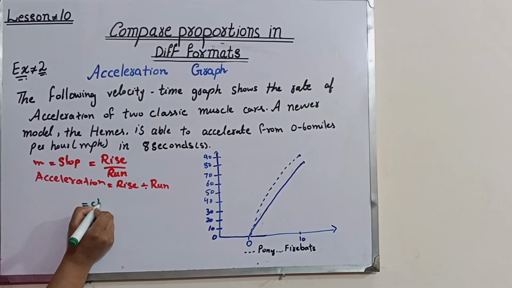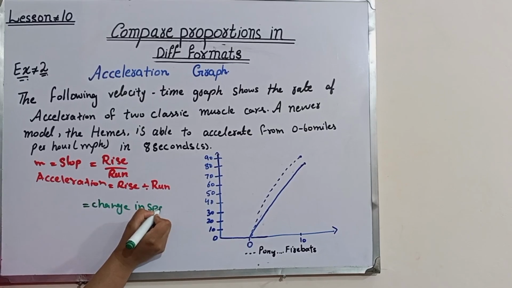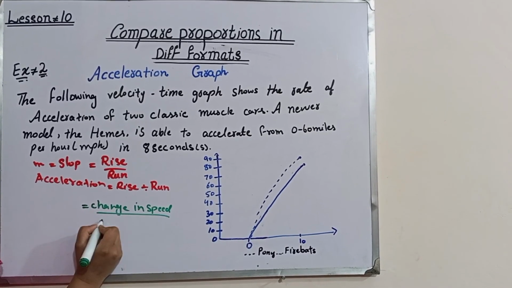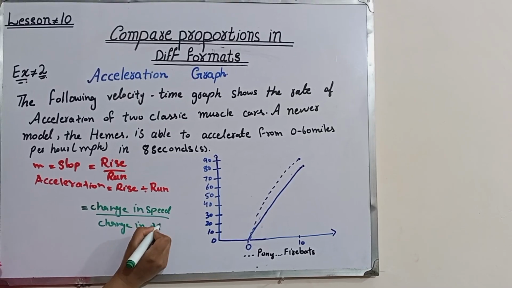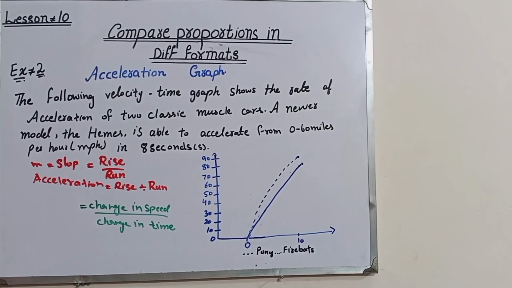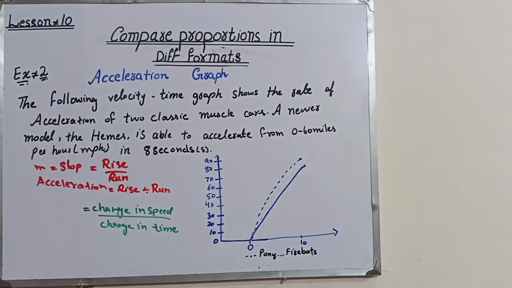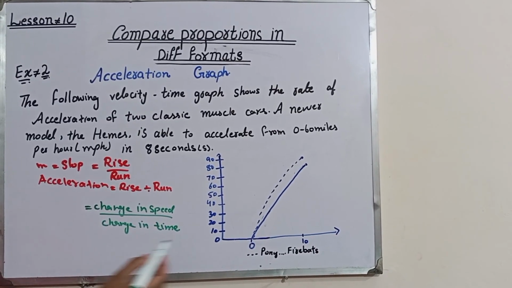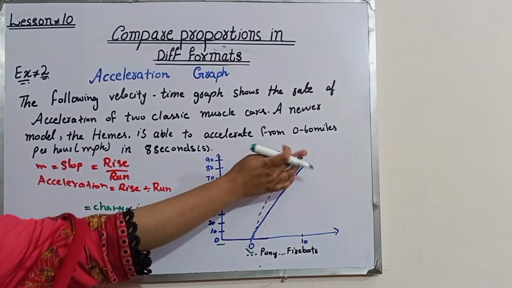Change in speed divided by change in time. The Pony goes from 0 to 80 mph in 10 seconds.